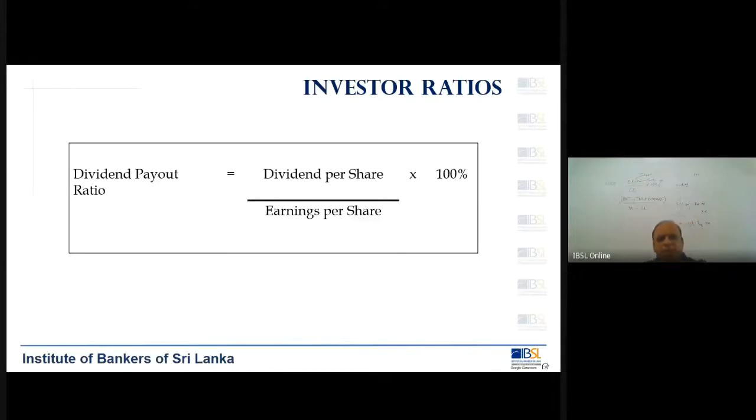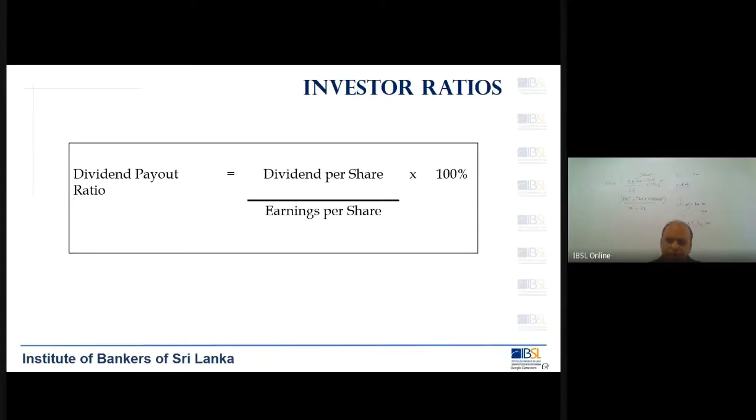And the last investor ratio is the dividend payout ratio. This measures the capacity of the company, or the level of the company, to pay out dividends to its shareholders. So how do you compare? It has to be based on your profitability. So here you have already calculated dividend per share, and you divide that by the earnings per share.